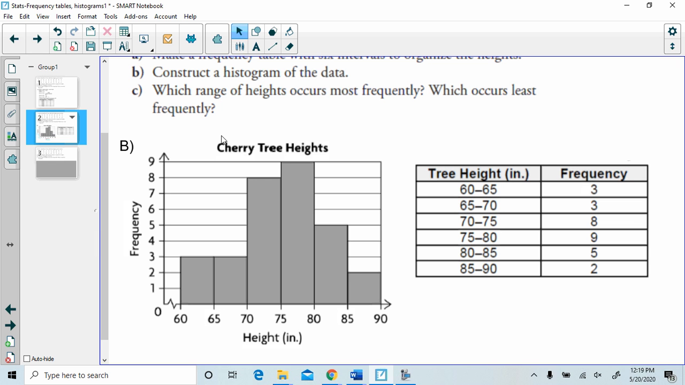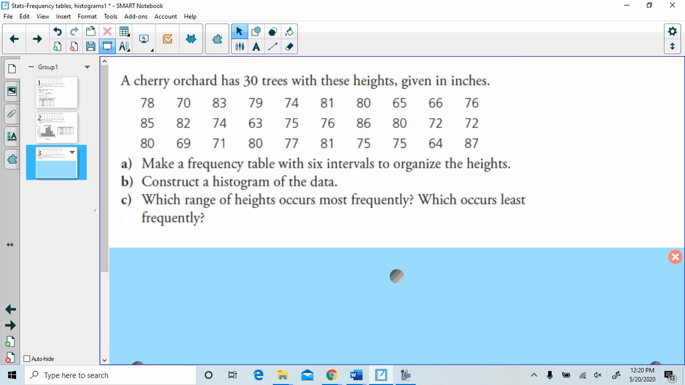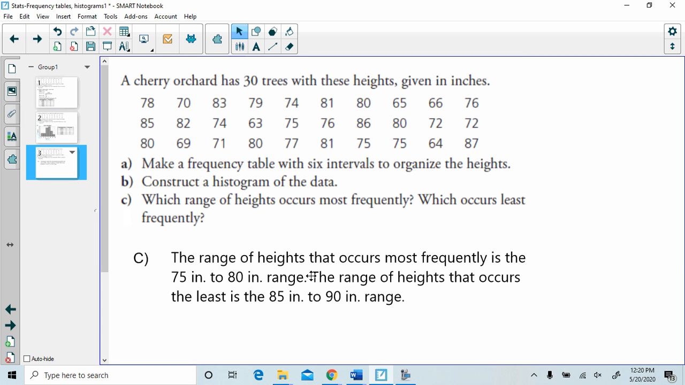Looking at the range of heights that occurs most frequently, visually you can just inspect this graph and see the biggest bar. So you know it's between 75 and 80. Which one occurs the least frequently? Then just the opposite. Look for the smallest bar. In this case, between 85 and 90. So we just keep that in mind, and that's here in written form as well.